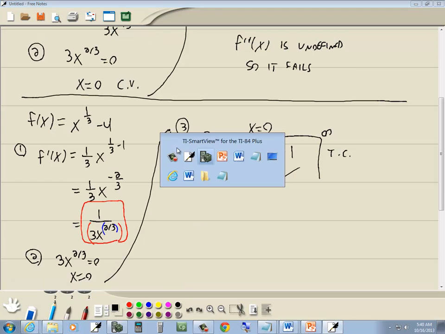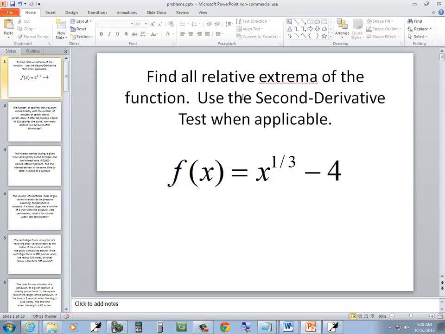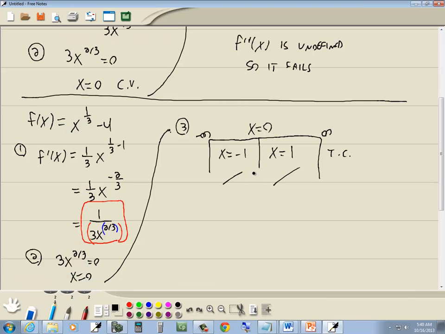Now, our specific instructions here said find all relative extrema. Relative extrema only exist when it changes from increasing to decreasing, or vice versa. So for this problem, there are no relative extrema, no relative mins, no relative maxes.